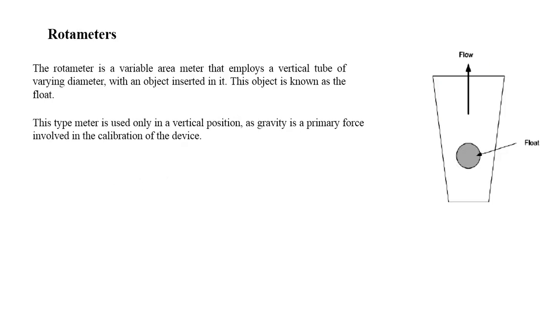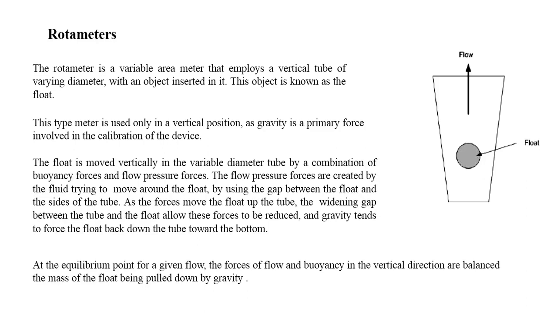Then we have the rotameter. A rotameter is a variable area meter that employs a vertical tube of variable diameter with an object inserted in it. This object is called a float. This type of meter is used only in a vertical position, as gravity is the prime force involved in the calibration of the device. The float moves vertically in the variable diameter tube by a combination of buoyancy force and pressure forces. The flowing pressure forces are created by the fluid trying to move around the float by using the gap between the float and the side of the tube.